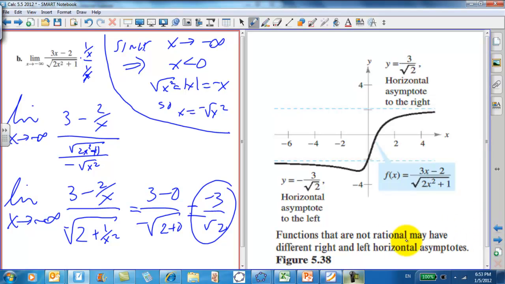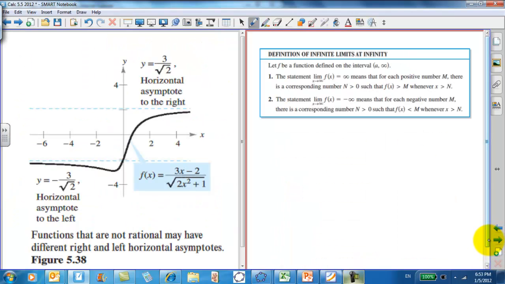So rational functions, where we have a ratio of two polynomials, will always have just one horizontal asymptote. But it's possible for these non-rational functions to have different horizontal asymptotes depending on if you go to the right or to the left.